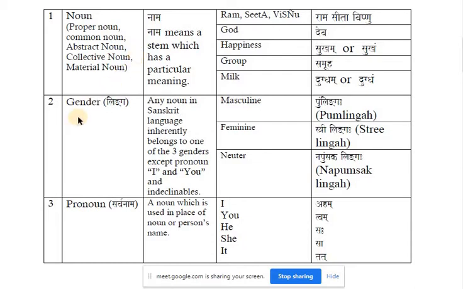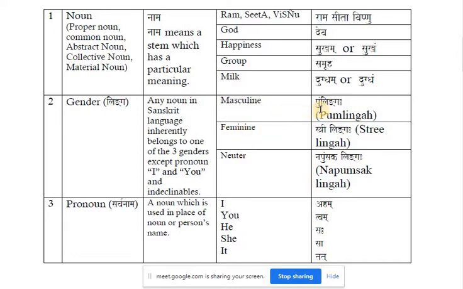Now here you see gender. In nouns we have gender also: masculine, feminine, neuter. So what is gender? It is called linga in Sanskrit. Any noun in the Sanskrit language inherently belongs to one of the three genders for sure, except the pronouns I and you, and indeclinables. I, you and indeclinables do not have any gender, but other nouns have gender, right? So three genders: masculine, feminine, neuter.